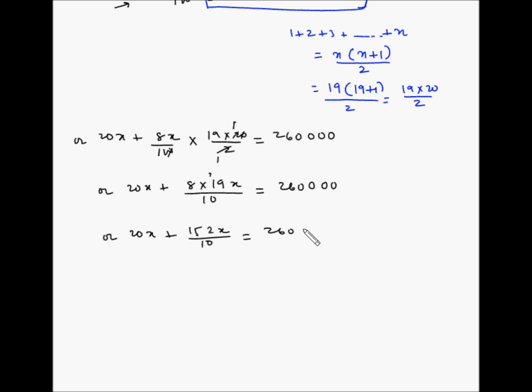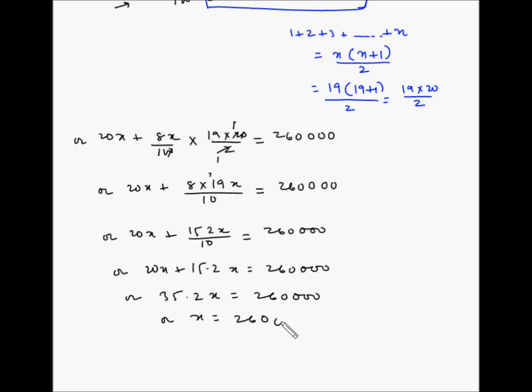is equal to 260000, or 20x plus, so 152 divided by 10 is 15.2x, is equal to 260000, or 20 plus 15.2 is 35.2x is equal to 260000, or x is equal to 260000 divided by 35.2, which is equal to 7386.36 rupees. So this is the monthly installment.